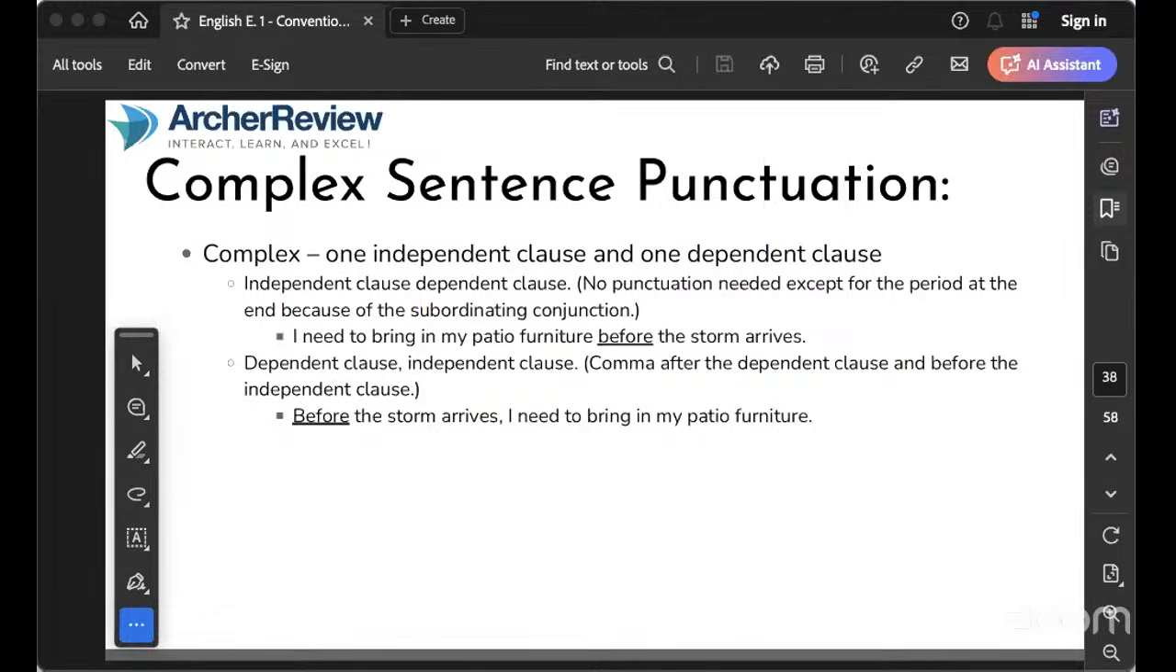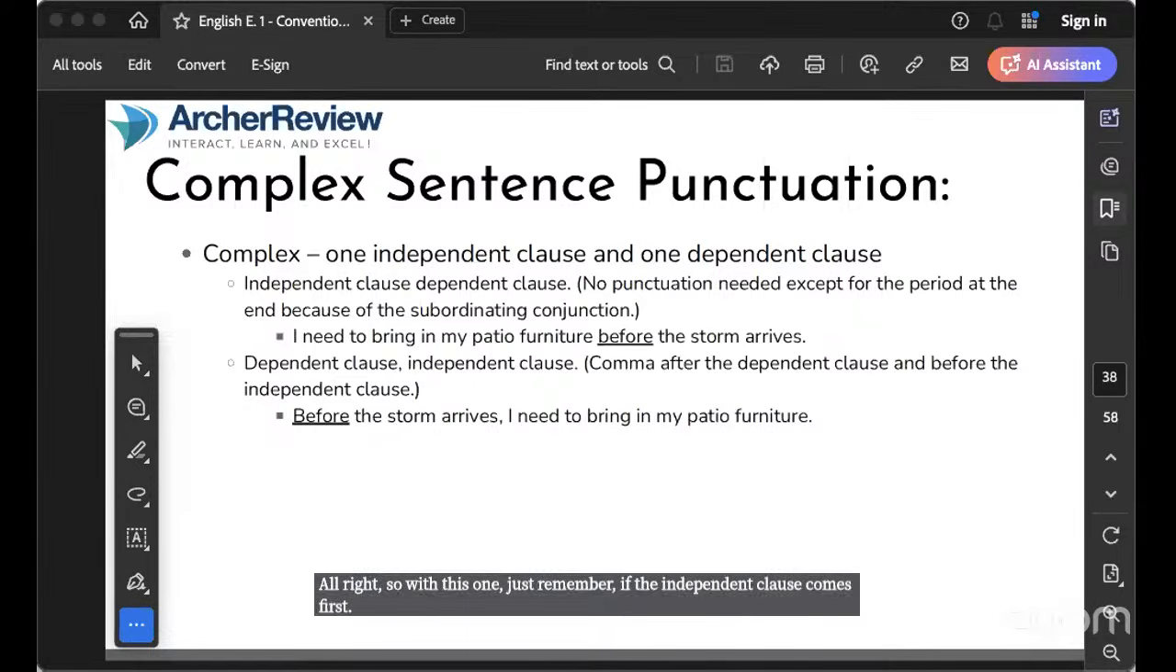All right, so with this one, just remember, if the independent clause comes first, you don't need punctuation except for at the end of the sentence. If the dependent clause comes first, it's just not strong enough to hold the sentence up by itself, so it has to have that comma to help connect it.